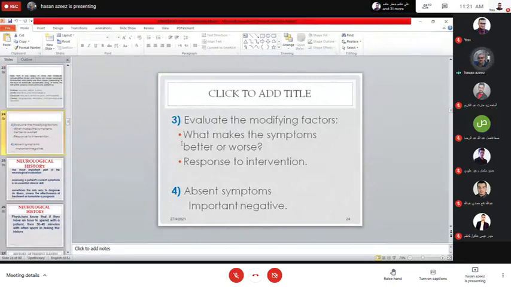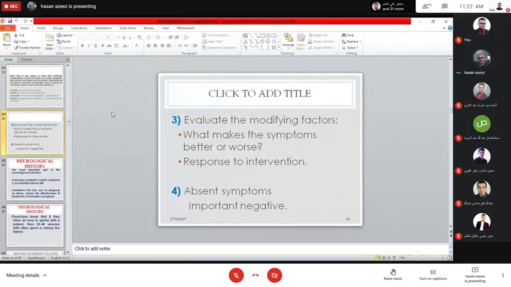The third one after temporal profile is to evaluate the modifying factors. What makes the symptom better or worse? And response to intervention. The fourth point is absent symptoms, what we call important negatives.